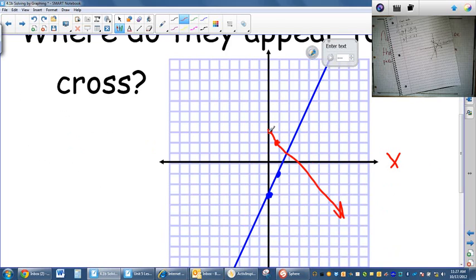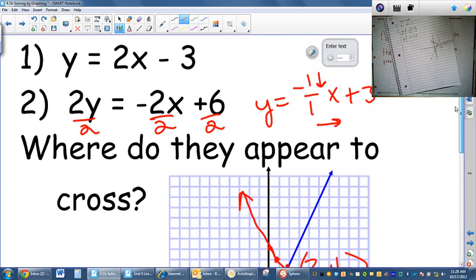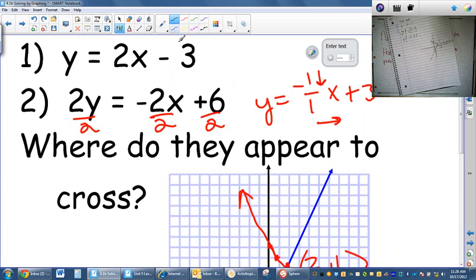We just draw a line that goes through those points. A little off. So I get the point 2, 1. Now you might be wondering, well, I don't know if that's the correct answer. Well, it's very easy to find the correct answer. We're just going to plug 2, 1 in up here.